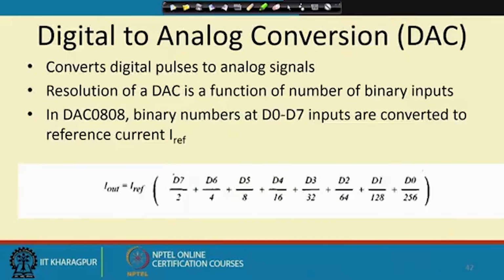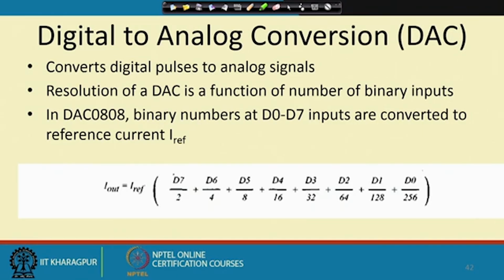These DACs, or digital to analog converters, convert digital pulses to analog signals, and the resolution of a DAC is a function of the number of binary inputs. So, if it is an 8-bit DAC, the resolution will be 1 upon 2 power 8. We will take DAC 0808 as the example in our discussion. It has binary numbers at D0 to D7 inputs, and that will be converted into a reference current I-ref, and I out is relative to I-ref.